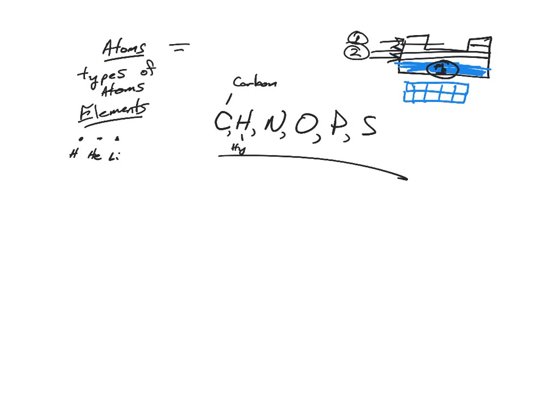Carbon, hydrogen. You have to know this. I've said it twice now. I'll say it a third time. You have to know these. Nitrogen, oxygen, phosphorus, and sulfur. Schnapps. You have to know these. So there's these 6 elements, plus a bunch of others.